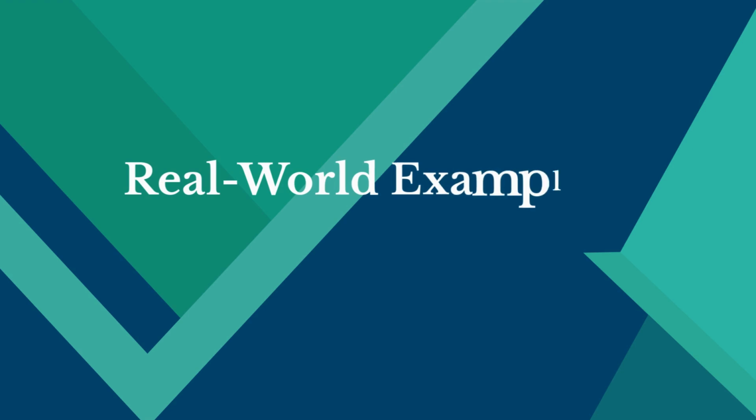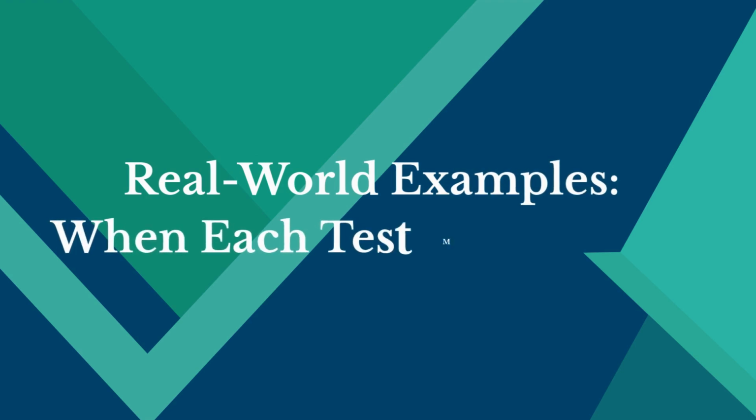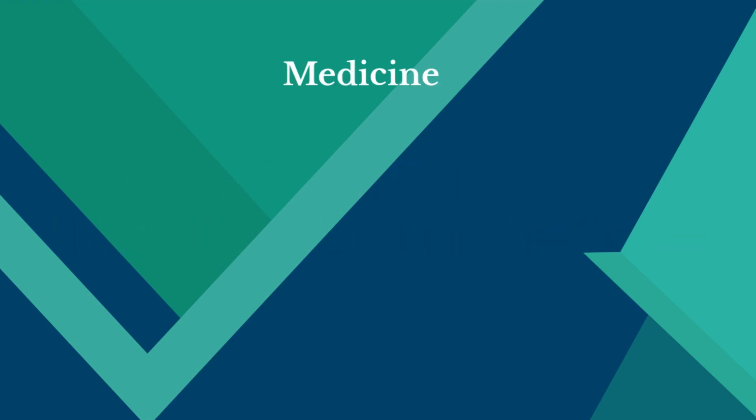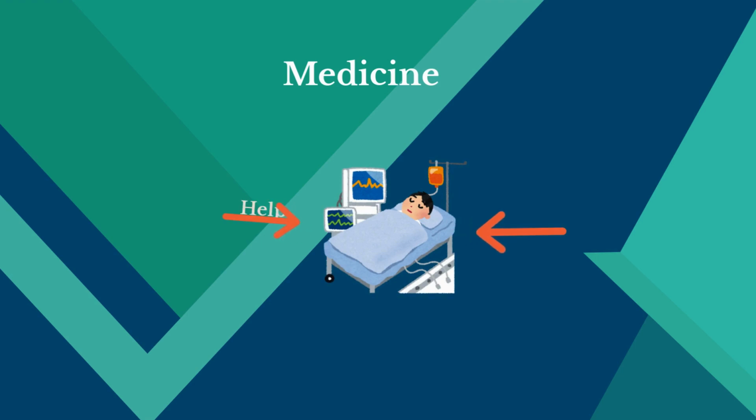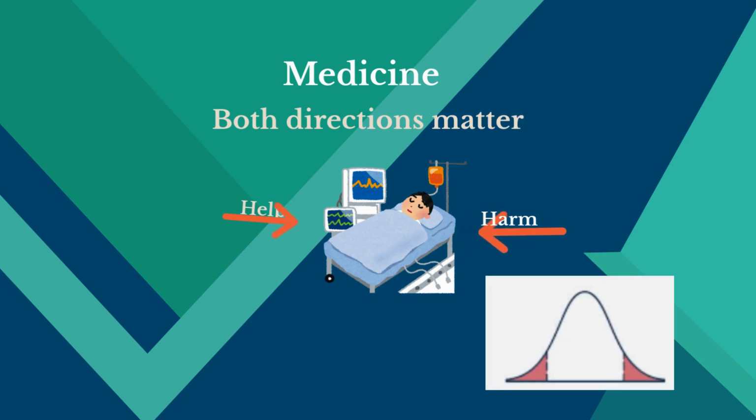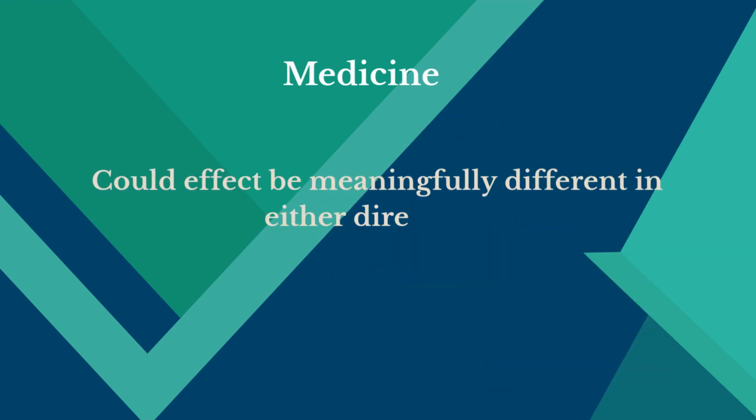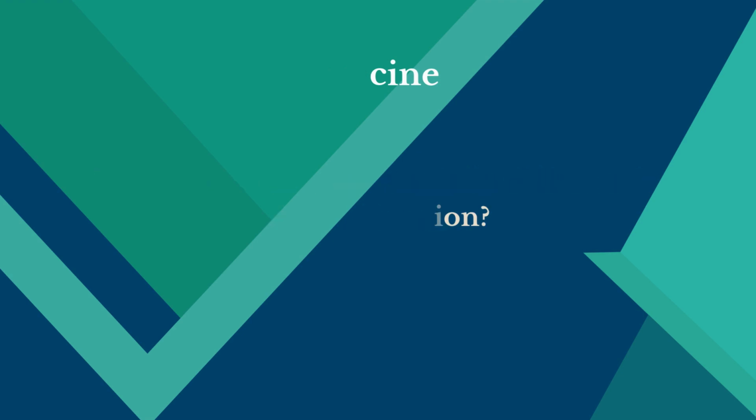One-tailed versus two-tailed tests are not about math, they are about consequences. Different fields make different choices because the cost of being wrong is different. In medical research, both directions matter. Treatment might help, it might do nothing, or it might cause harm. If harm is possible, we cannot ignore it. That's why medical studies almost always use a two-tailed test. They ask, could the effect be meaningfully different in either direction?